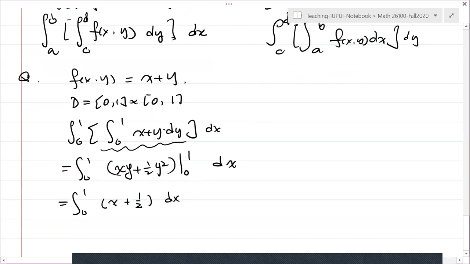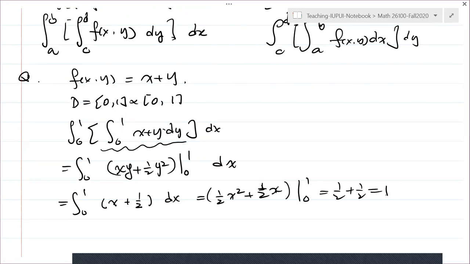Then you get the integral with respect to the x variable. The antiderivative of this is going to be half of x squared plus 1/2 times x, and evaluate at two endpoints. Plug 1 for x, you get 1/2 plus 1/2, which is 1, and minus, plug 0 for x, you get 0. So that is the answer. It's just like evaluating the integrals one by one.